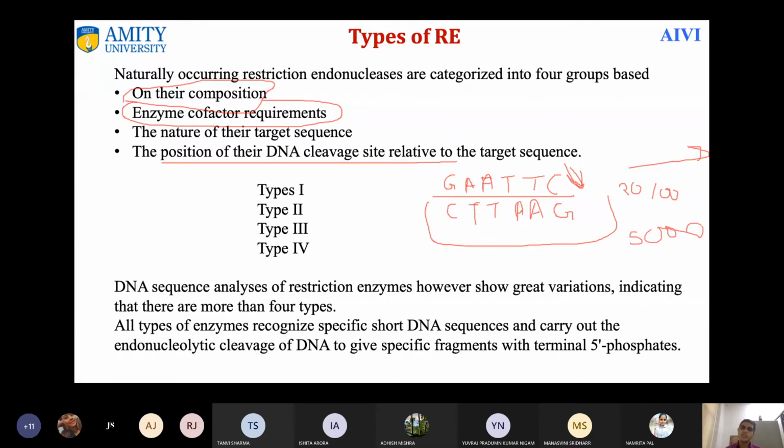Now you may ask, when they are not producing a cut here, they are producing a cut 5000 base pairs away from it, then why are you calling them a restriction enzyme? Can you answer it? These enzymes are not producing a cut at the recognition site, they are producing it away from it. Still, we are calling them restriction enzymes with a recognition site.